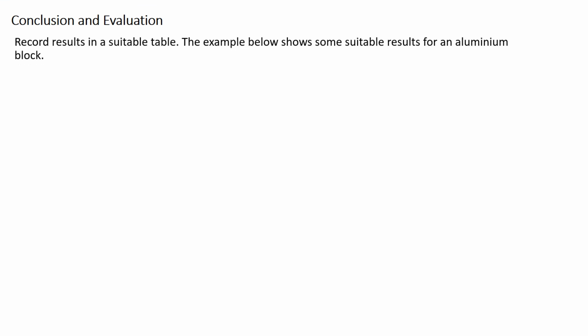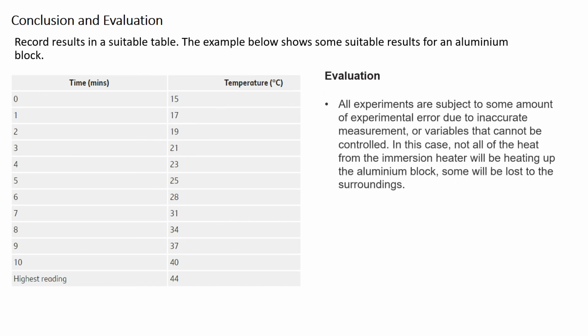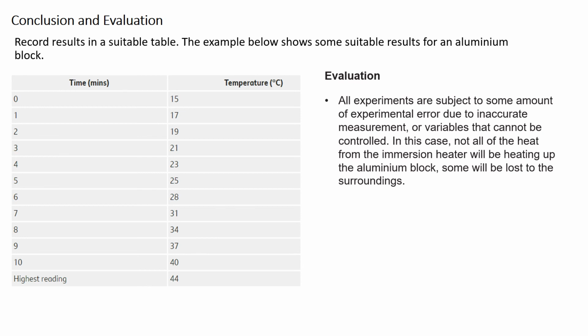So the results need to be plotted into a suitable table. And time is in the first column and temperature is in the second column. And then my evaluation, what could you conclude from this? All experiments are subject to the same amount of experimental error due to an inaccurate measurement or variables that cannot be controlled, or in this case, not all the heat from the immersion heater will be heating up the aluminium block. Some of it could be lost to its surroundings.